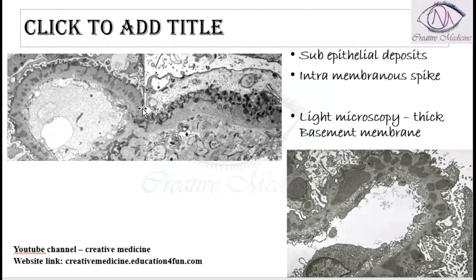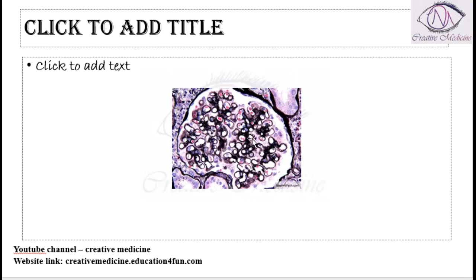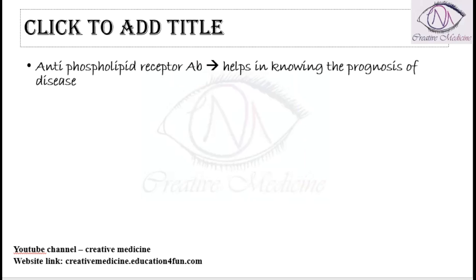Then on electron microscopy, we will see subepithelial deposits. Here, intramembranous spikes are seen on electron microscopy. We can also see thick basement membrane on light microscopy like this. Thick basement membrane is seen. The anti-phospholipase A2 receptor antibody is the one which helps us to know the prognosis of the disease.